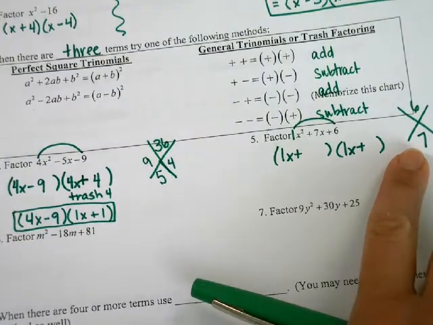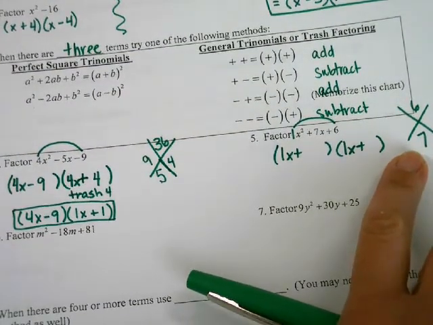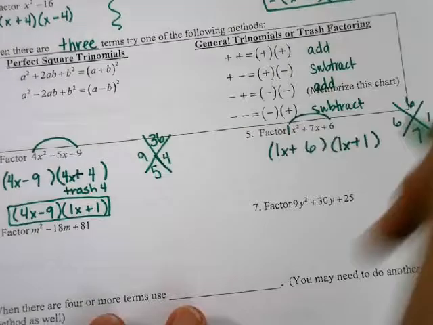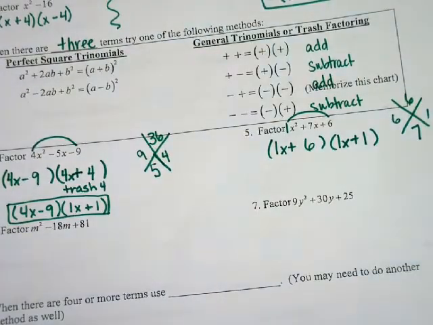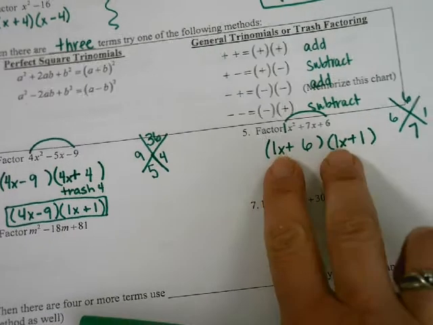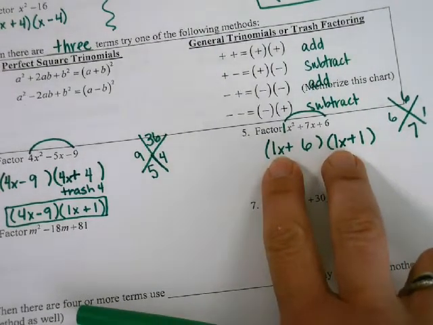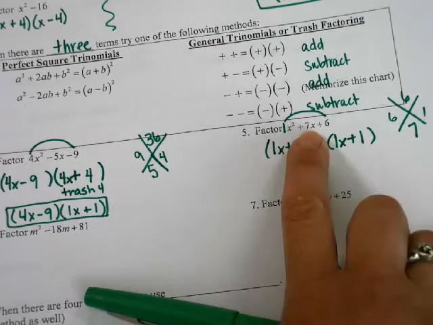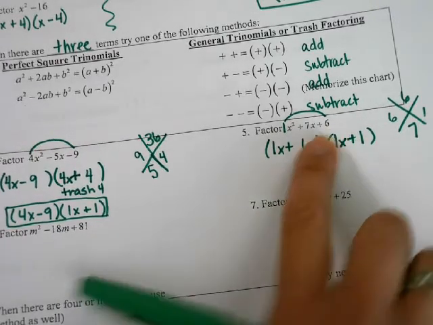So give me two numbers that multiply to 6, add to 7. 1 and 6. Do a quick little check. x times x is x squared. I have 1x plus 6x's is 7x. 6 times 1 is 6.